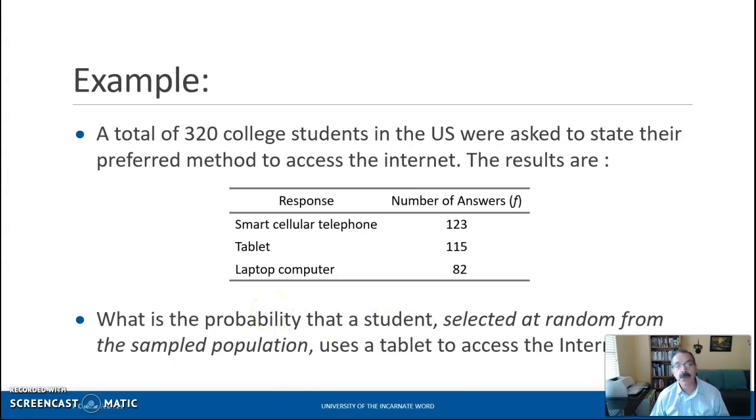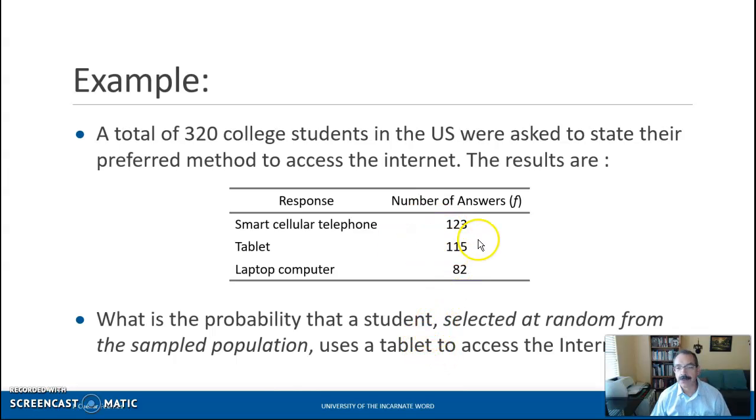In this case, a total of 320 college students in the US were asked to state their preferred method to access the internet. And the results are here. 123 of these students said that they prefer a smart telephone. 115 prefer a tablet. 82 prefer to use a laptop computer. So the question is, what is the probability that a student selected at random from the sample population, in this case students in the US, uses a tablet to access the internet?